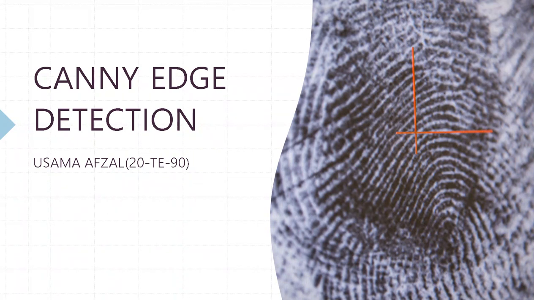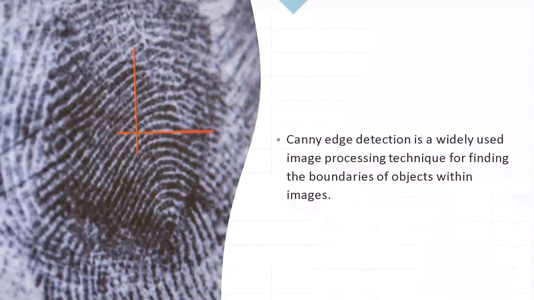Today our video is related to Canny edge detection. Canny edge detection is a widely used image processing technique for finding the boundaries of objects within an image. It is a multi-stage algorithm designed to achieve three main objectives.